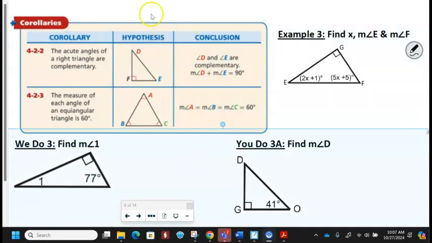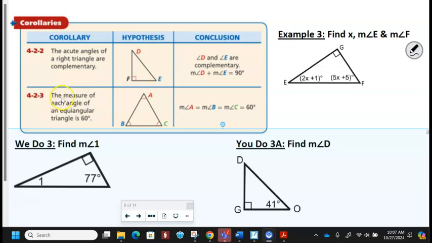Okay, so this next one is a corollary. The acute angles of a right triangle are complementary. Complementary, remember, means they add up to be 90. And why is that? Because 180 minus 90 is 90. So if I add these two angles together, they equal 90, because 90 plus 90 is 180, okay?